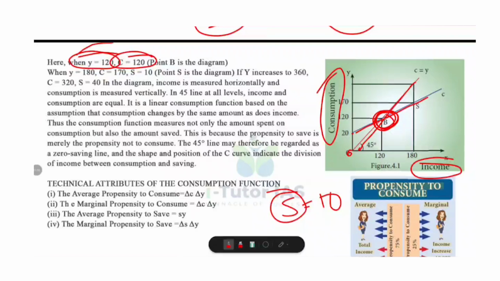This is because the propensity to save is merely the propensity not to consume, and this 45-degree line may therefore be regarded as a zero saving line, and the shape and position of the C curve indicates the division of income between consumption and savings. So in short, the consumption function curve not only shows how much people spend but also indirectly how much they save, because the propensity to save is merely the propensity not to consume.